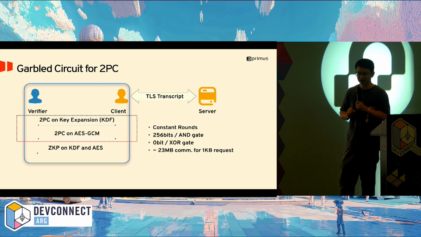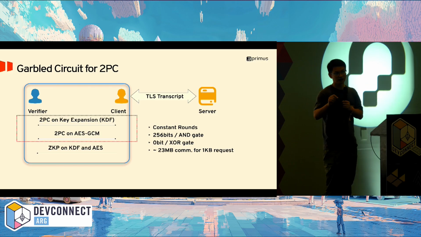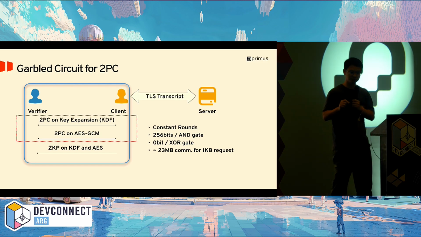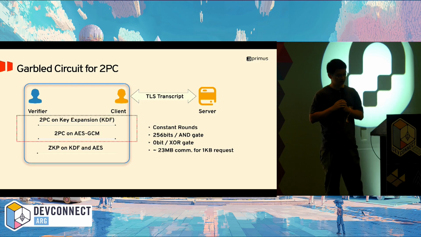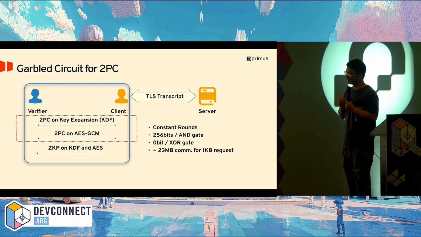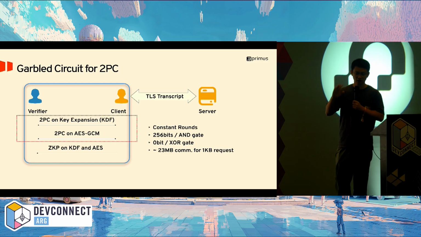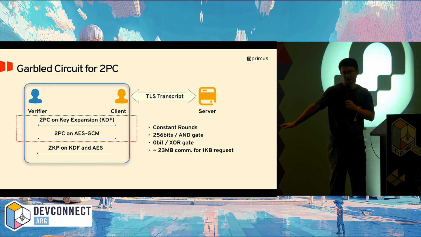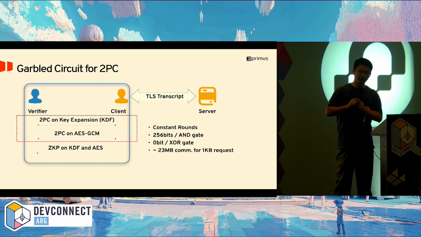And the second part is that for every single boolean circuit gate, like an AND gate or XOR gate, for one AND gate, you have to send 256 bits to the verifier, which is very large. In our paper, I think it's the most efficient one, but for a 1 KB request, you have to send more than 23 megabytes. So this is actually the main bottleneck here. In real applications, the bandwidth is very small, but you have to send a lot of data there.